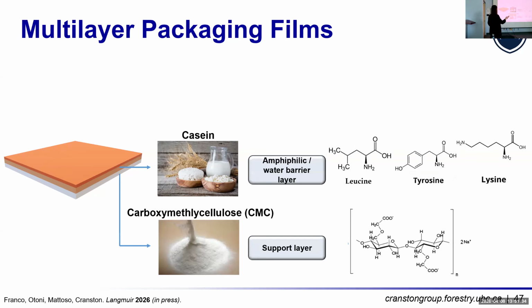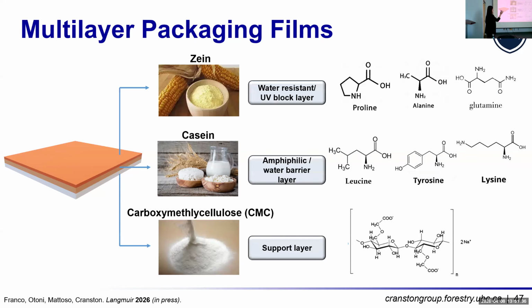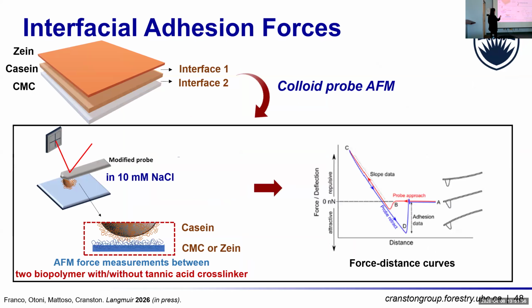This has a water barrier layer in the middle. And then they spray coat on top another protein layer of zein. So 2 proteins, 1 polymer, and a 3-layer film, which actually works really well, has great oxygen and moisture barrier properties, and theoretically is edible if you want to. But she wanted to better understand the interface between these different materials.